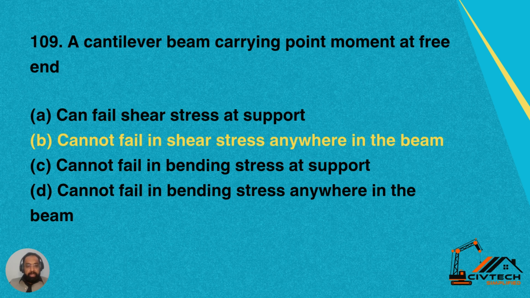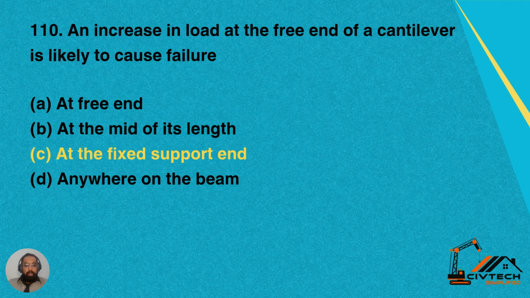Question 109. A cantilever beam carrying point load at free end. Option A, can fail in shear stress at support. Option B, cannot fail in shear stress anywhere in the beam. Option C, cannot fail in bending stress at support. Option D, cannot fail in bending stress anywhere in the beam. Option B is the correct answer: cannot fail in shear stress anywhere in the beam. B is the correct option for this question.